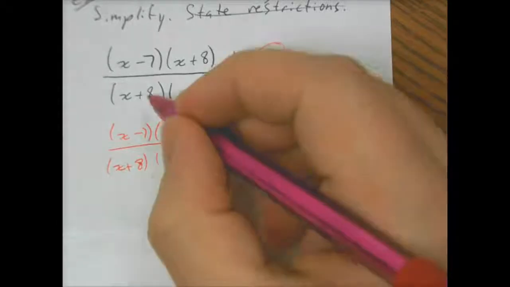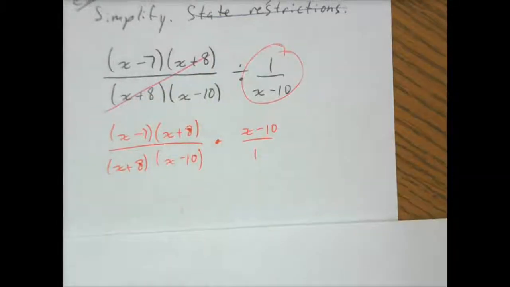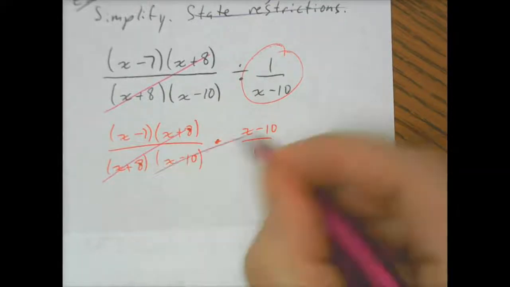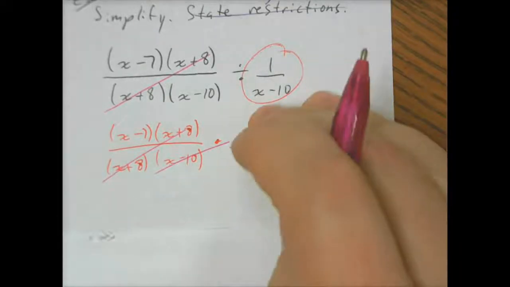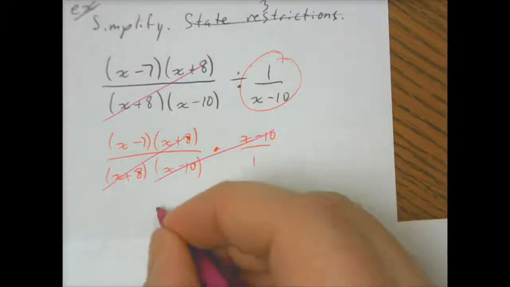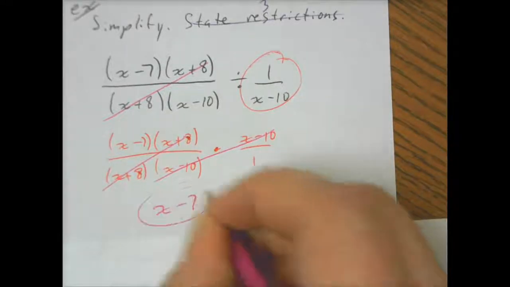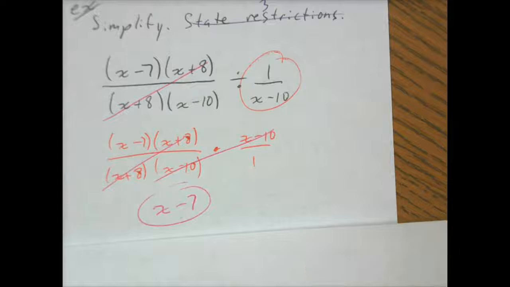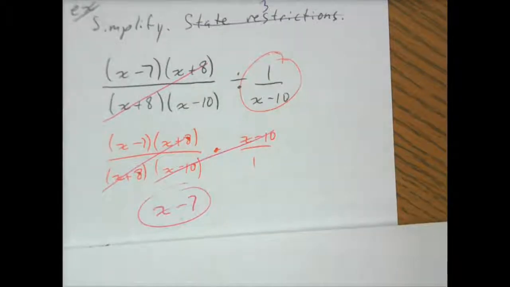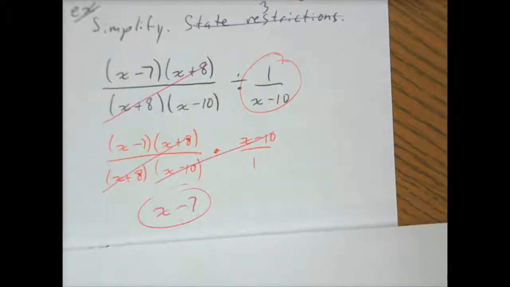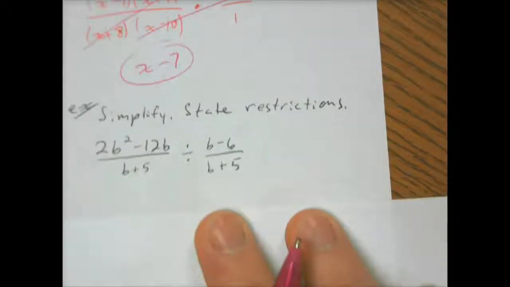If you noticed, x plus 8 divided by x plus 8 makes 1, same as it does in this step. X minus 10 over x minus 10 also makes 1, so those are gone. So the only thing I am left with is x minus 7 here. You can put it over 1, but anything divided by 1 is just itself, so why not just leave it as x minus 7? All right, moving on, and go a little bit faster.